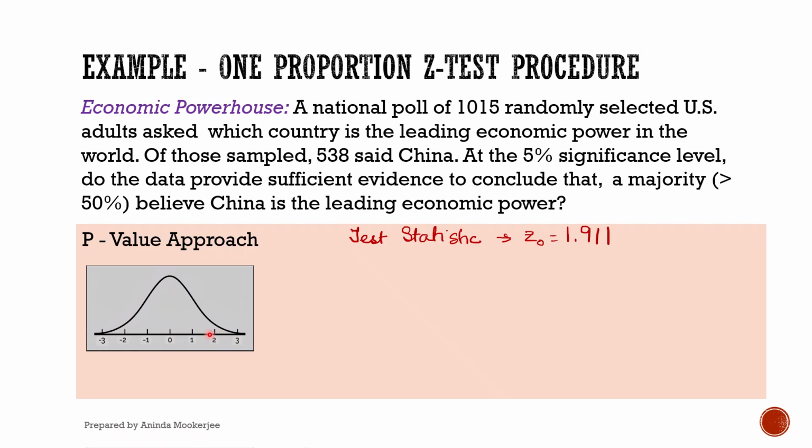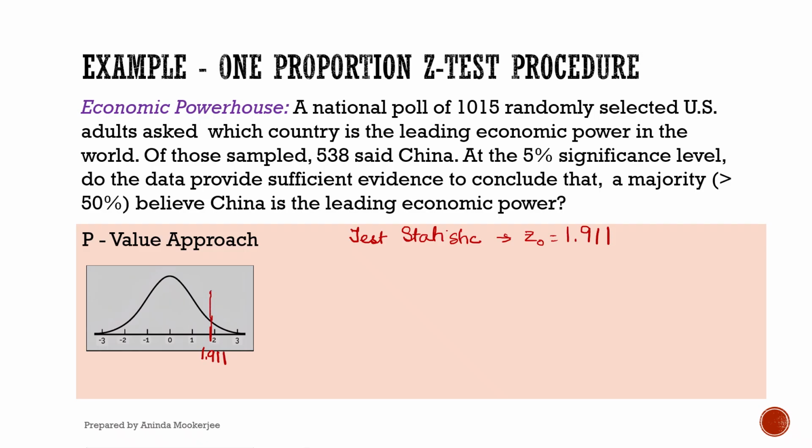1.911 is going to be a little bit to the left of 2 standard deviations, z of 2. So I'm going to mark that somewhere over here, and that's where 1.911 is. And again, there are no reject and do not reject regions in the p-value approach. Do not show reject and do not reject regions. It's not applicable for the p-value approach. But just show where your test statistic would fall in the standard normal curve, and I'm going to extend that.